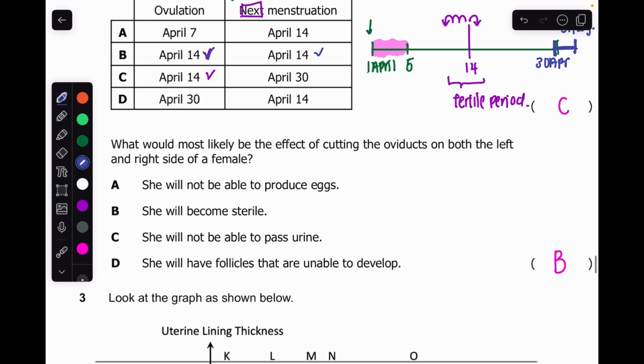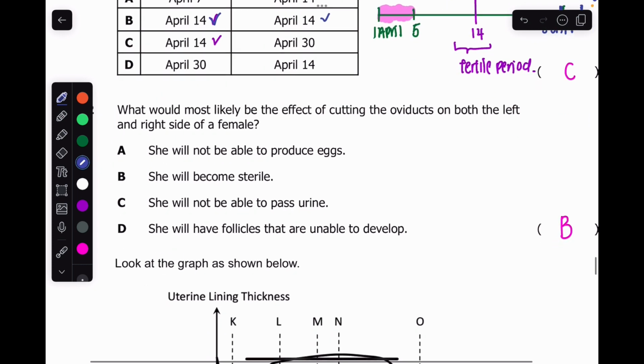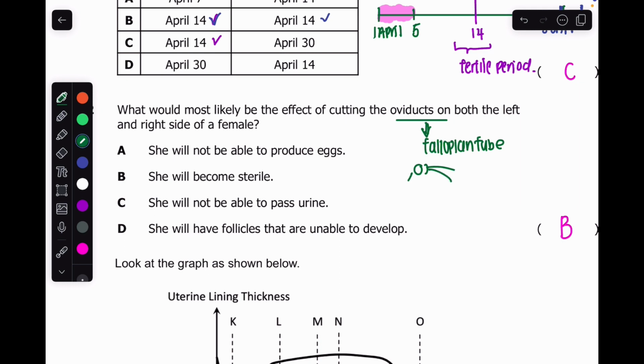Next, what would most likely be the effect of cutting off the oviducts on both sides of a female? So an oviduct is the fallopian tube. What does the fallopian tube do? The fallopian tube is basically a tube that attaches the ovary. So this is the ovary, and this is the fallopian tube. So it attaches the ovary to the uterus.